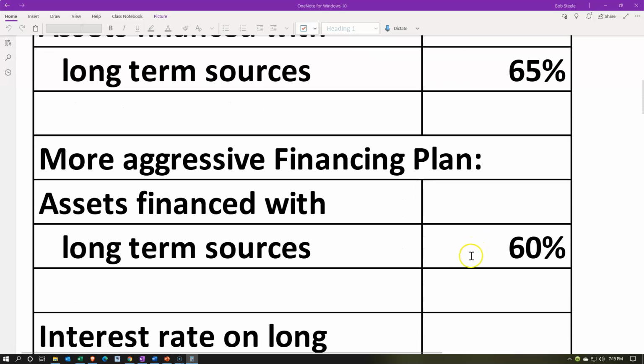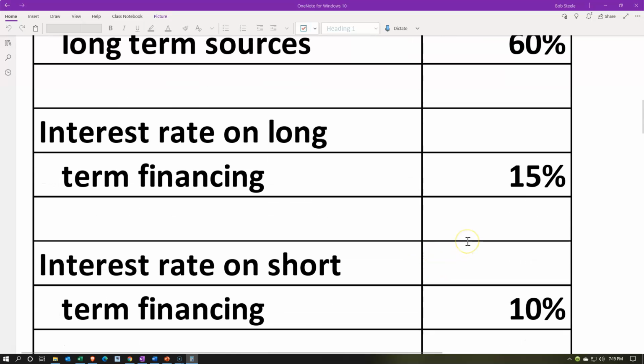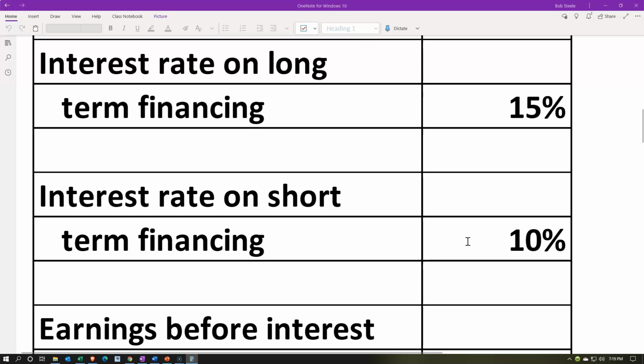The more aggressive financing plan, we're going to have the assets financed with long term are only 60%, so we're going to finance less with long term and therefore more with short term. The interest rate on the long term is going to be 15%. The interest rate on the short term is going to be 10%.